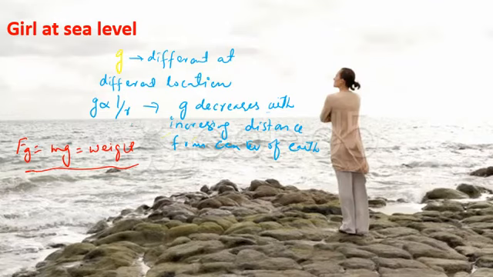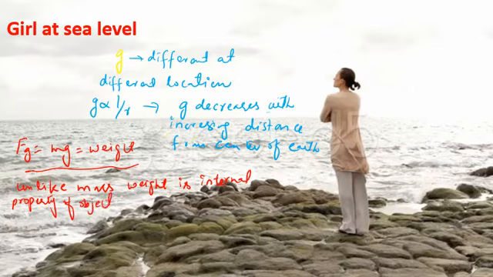So unlike the mass of the body, you know that weight is not an inherent property or internal property of an object. Okay, it's not an internal property of objects. Rather, it depends on the location. It varies with the value of G.